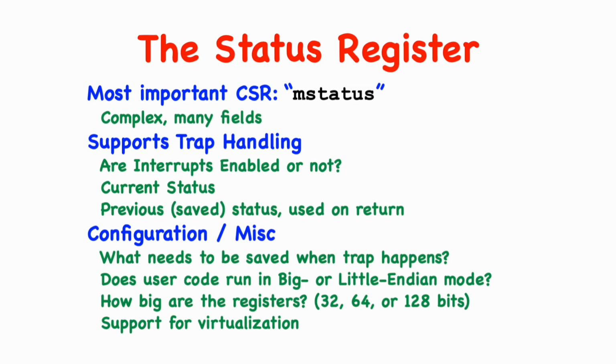The RISC-V core is pretty configurable, and there are a lot of options, so some cores may support the ability to run in both big and little endian mode, and they may support the possibility of having registers with different sizes, so bits within the status register control whether running in big or little endian mode and the size of the registers. We may also support virtualization, and so if so, the status register has some bits that are concerned with the ability to run hypervisor code where we have multiple guest operating systems running underneath the hypervisor.